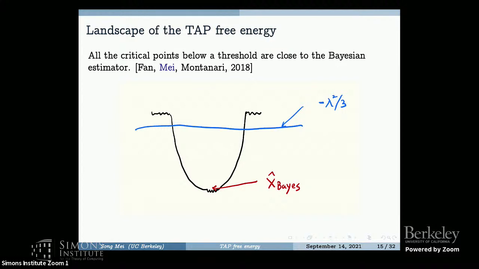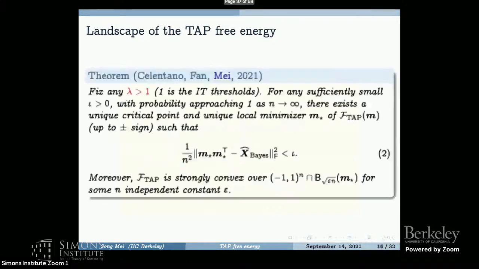By the way, the population minimizer is not at the Bayes estimator. The population minimizer may be somewhere else. Okay, so this is the result we showed 3 years ago. But in this result we cannot exclude bad local minimizers near the Bayes estimator. We can only show that if there is a critical point, all these critical points are close to the Bayes estimator. And this result is established using the Kac-Rice formula, which I will describe soon.